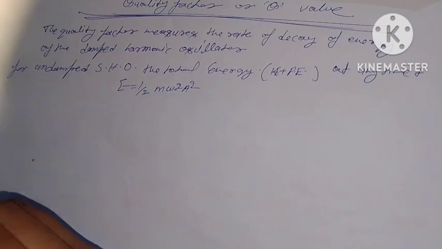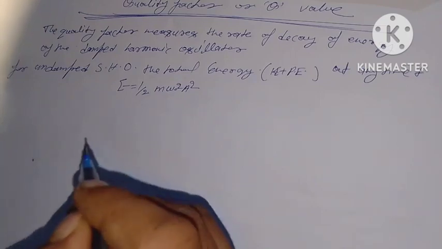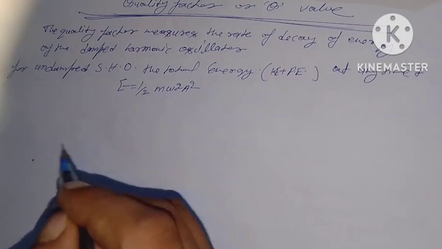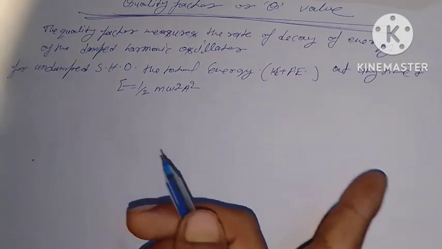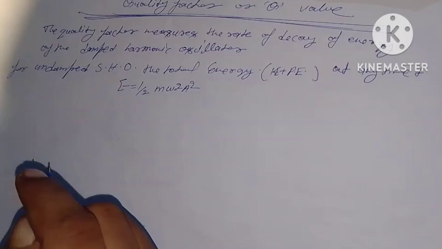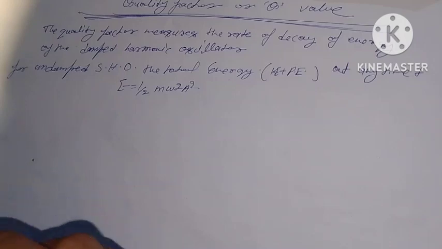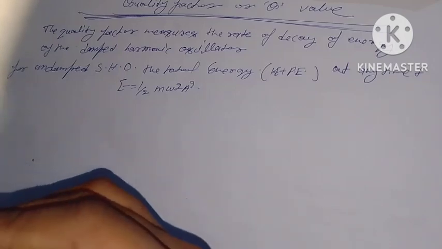In the case of damped oscillator, the work done against the retarding or resistive force is not stored as potential energy. As a result, as the particle oscillates, the total energy goes on decreasing.